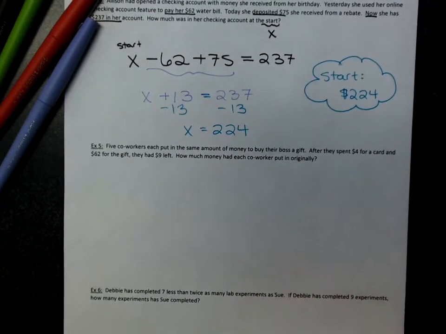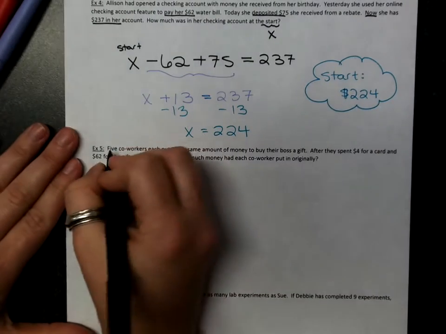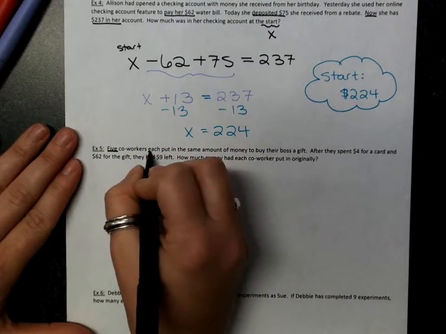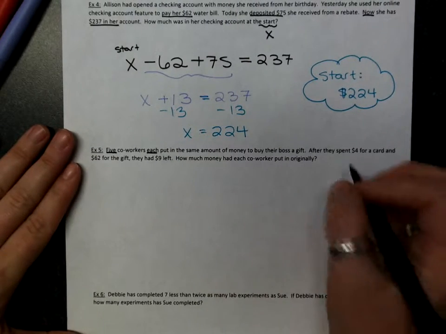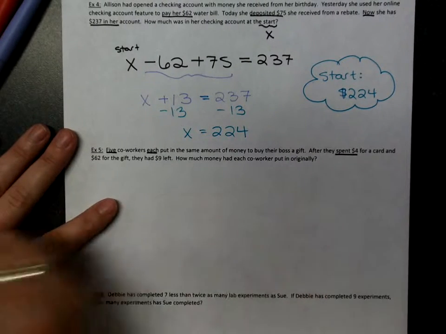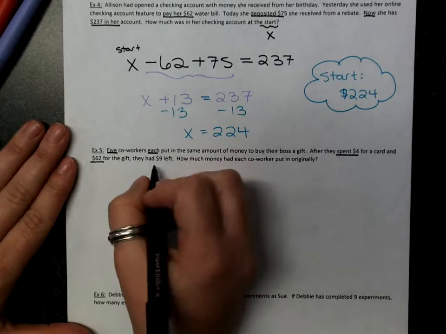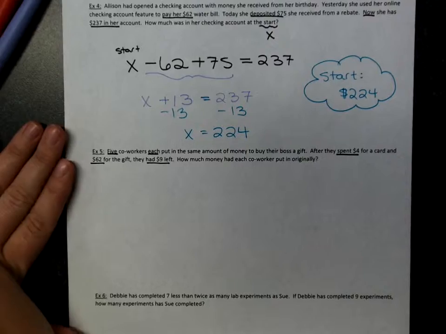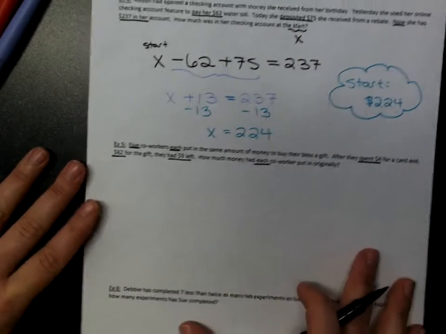All right, let's look at example 5. Again, you can pause and try if you'd like. It says 5 co-workers each put in the same amount of money to buy their boss a gift. After they spent $4 for a card and spent $62 for a gift, they had $9 left. How much did each co-worker put in originally?